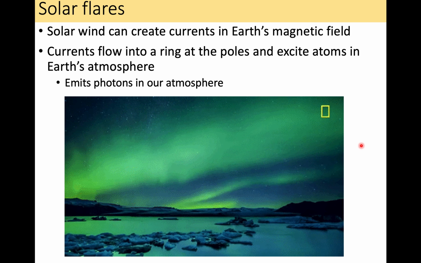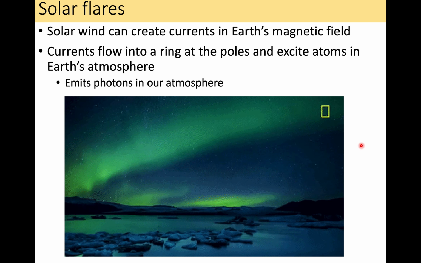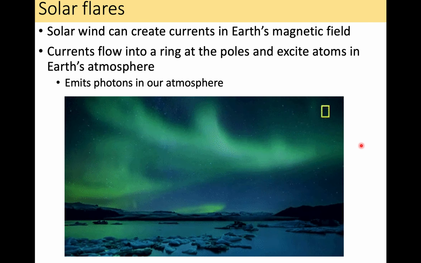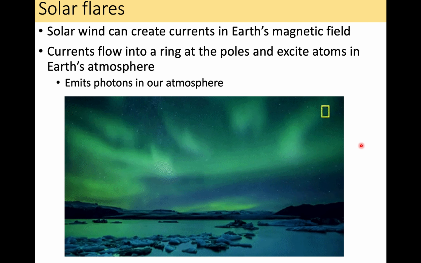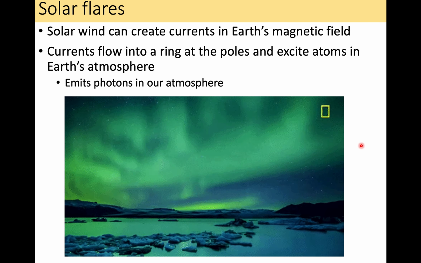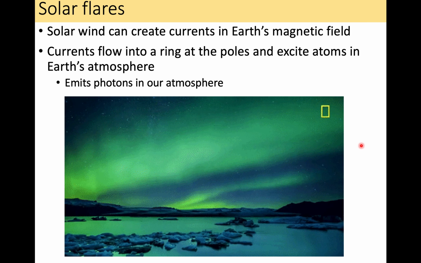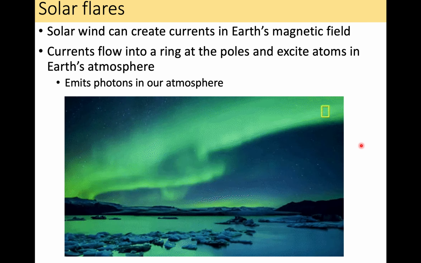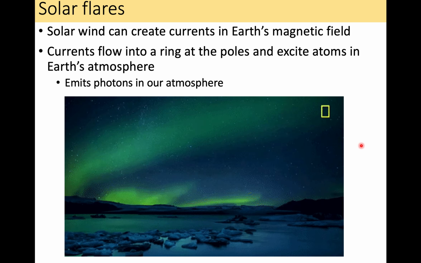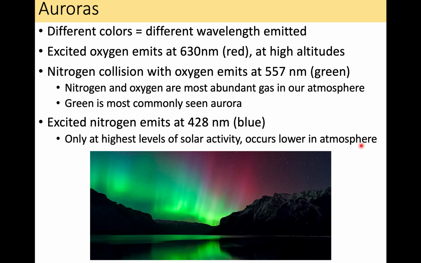This is the aurora, or the northern lights or the southern lights, depending on which hemisphere you're in. So the excitement of the gases in our atmosphere because of this solar flare is what causes the phenomena we know as the aurora. So the different colors that we see in the aurora depend on the wavelength that's being emitted, which depends on which atom is being excited.